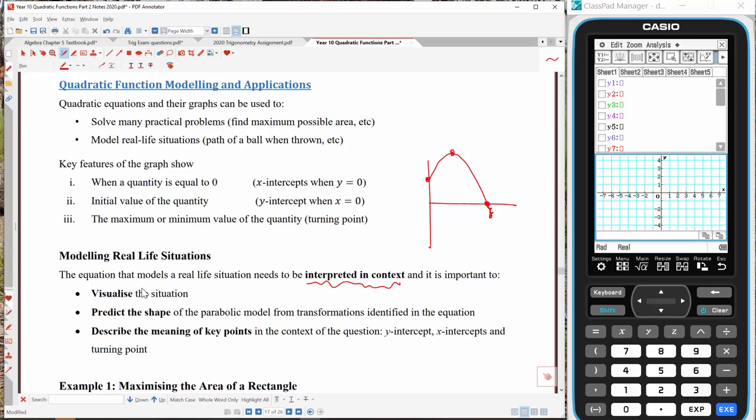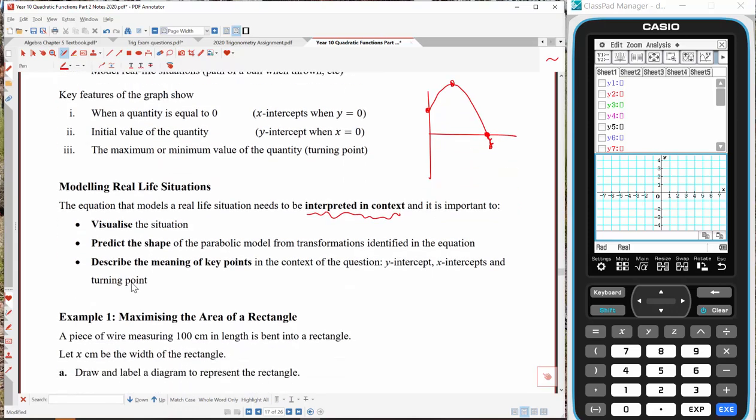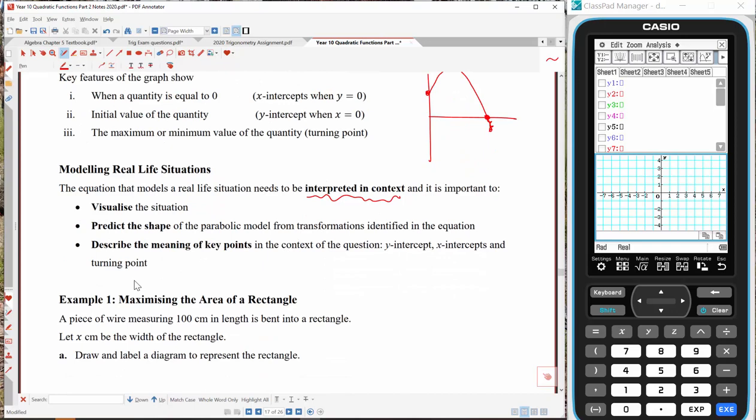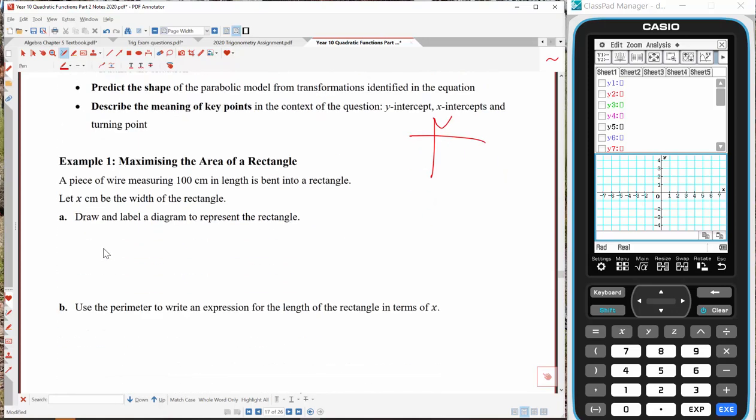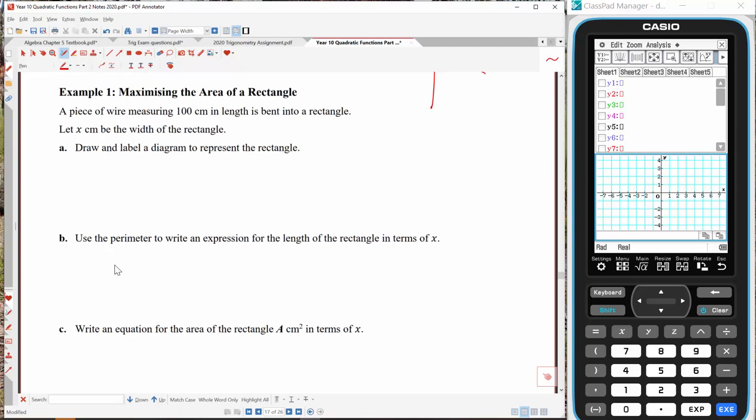When we're modeling real life situations, make sure that the graph actually matches up with the context of the question. For example, if a ball's being kicked off the ground, your parabola should not look like that. No one kicks the ball at this height here, down and then back up again. So make sure that you understand what the graph should look like to model the scenario. All right, so let's go for it on this question here.